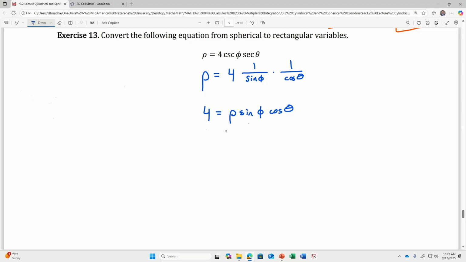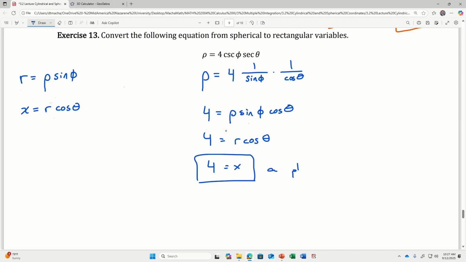And at this point, if we were lost, we daydream about our conversion formulas a minute, and we think, well, r is equal to what? Rho sine of phi. And then we think again about our conversion formulas, and think, well, x is equal to r cosine theta, right? And so this is just a plane in space where x has to be locked in at 4 and y and z can be whatever they want.